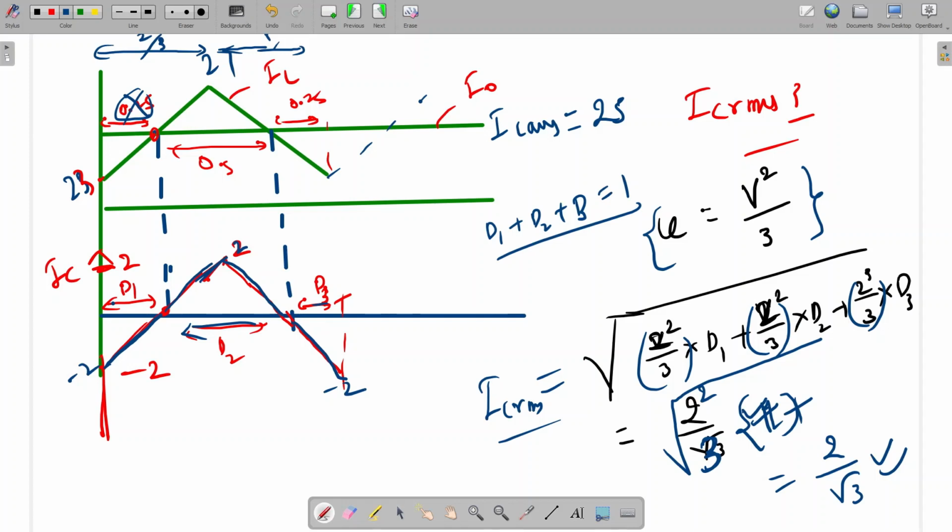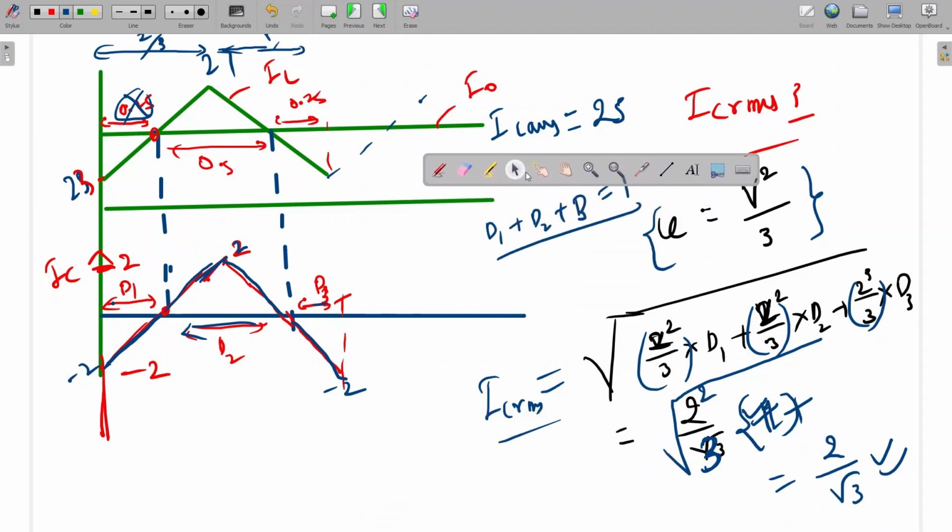Can we not use the previous formula, sir? The previous formula, 1 by 3 into... that also we can try. Sir, if you use the previous formula, the answer should come the same. It will be the same only. So minus 2 and 2, both formulas will be the same only.